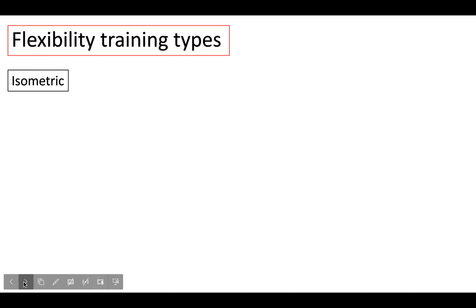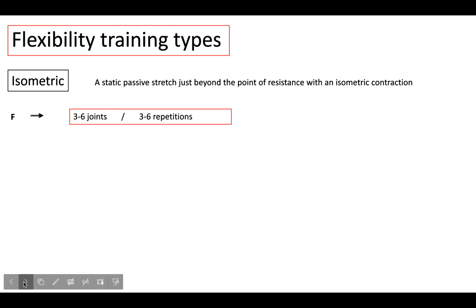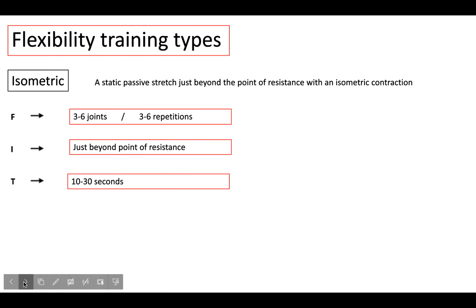Move on to isometric. Okay, so isometric is a training type for improving flexibility. This is when a static passive stretch just beyond the point of resistance is performed with an isometric contraction. So static passive, there's going to be a partner involved and you take the stretch and then there's an isometric contraction taking place. Okay, so frequency, 3 to 6 joints, 3 to 6 repetitions. Intensity, just beyond point of resistance. Time, you're holding it for 10 to 30 seconds. And type, an example would be holding a leg extension stretch, or your partner holding a leg extension stretch for you.